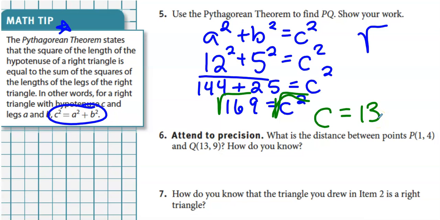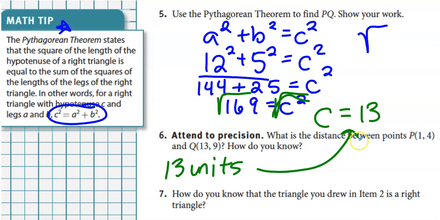So attend to precision. What is the distance from P to Q? I know it is 13 units because I just found it. How do you know? I just did the Pythagorean theorem and found it.